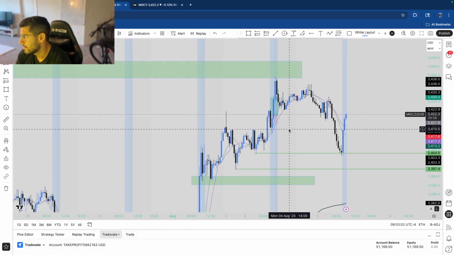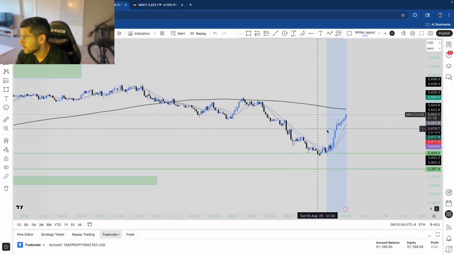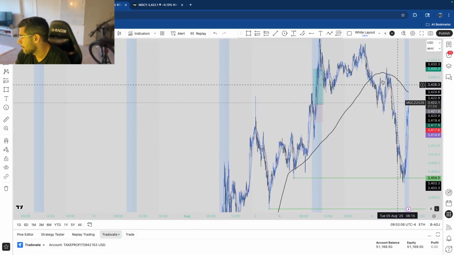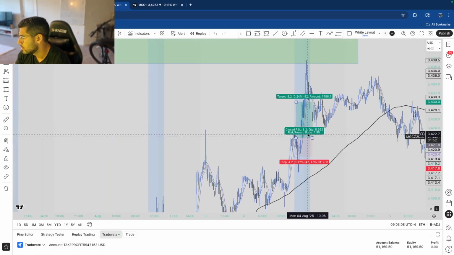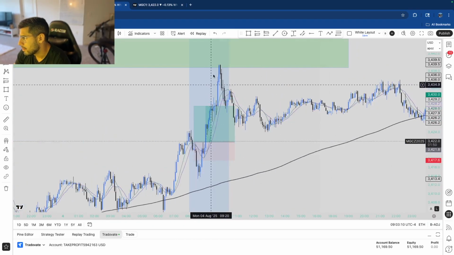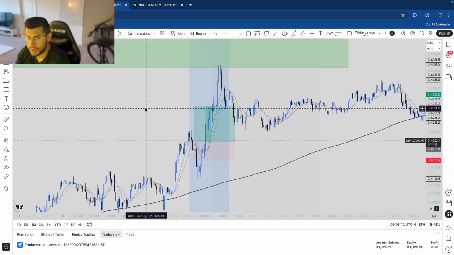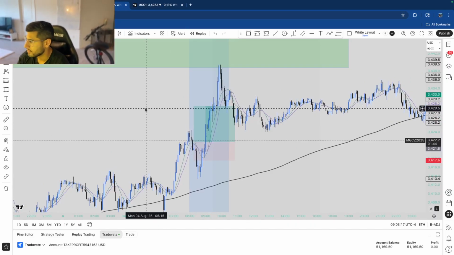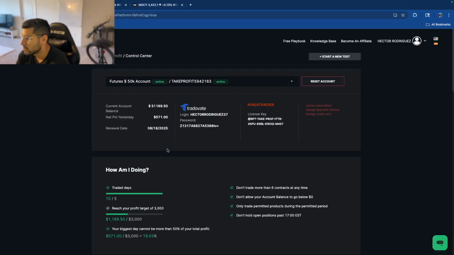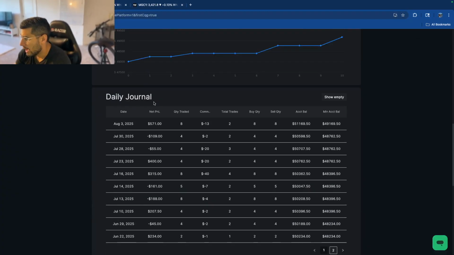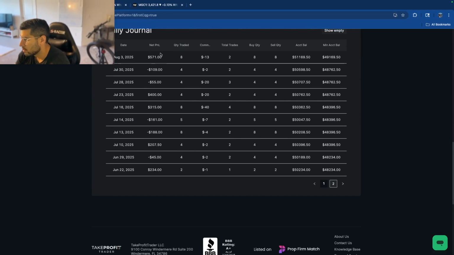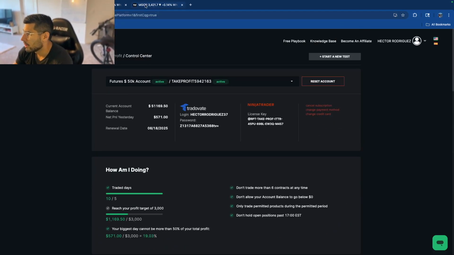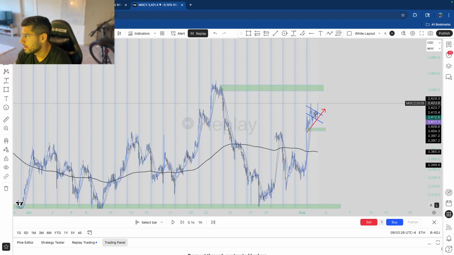So I made like $740 on that trade. It was basically a 1 to 2. I could have made more if I held to that hourly, but I was good with that. And I had taken a previous loss, so I lost like 160, something like that. So we ended the day, like I mentioned, at $571 right here.